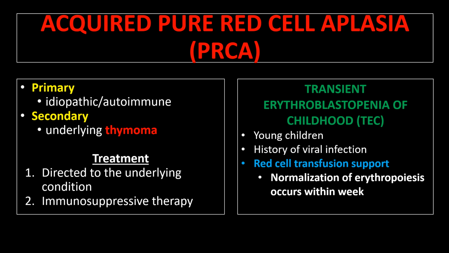Also, we have what we call TEC, or transient erythroblastopenia of childhood, which is similar to Diamond-Blackfan anemia. But in TEC, this is usually seen in young children with a history of viral infection. The treatment for this type would be red cell transfusion for support. Red cells are transfused because what is lacking in a patient with TEC is only red blood cells, so we give what is lacking. The normalization of your erythropoiesis usually occurs within weeks.